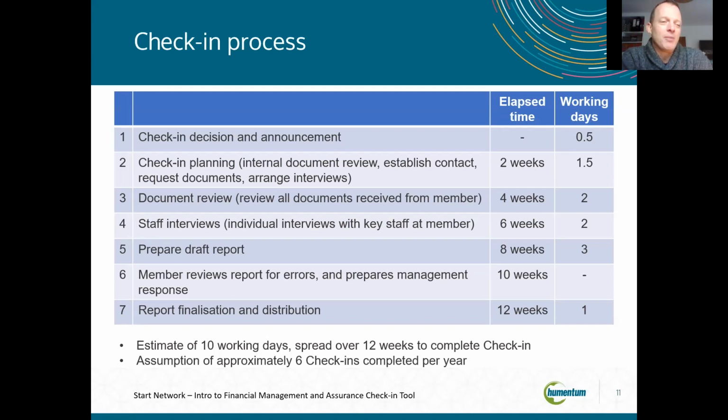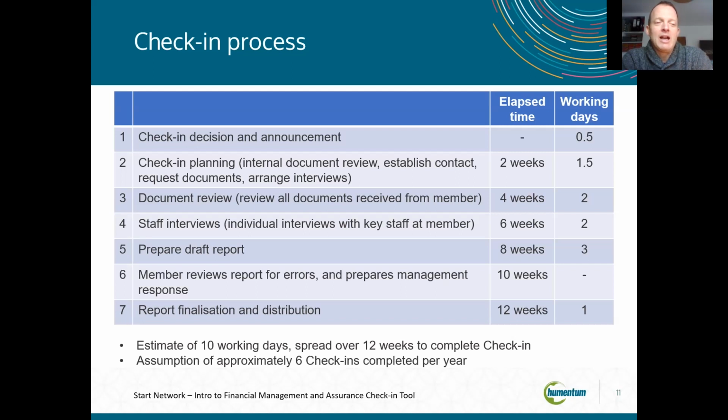So we estimate that at the end of 6 weeks, all the evidence and all the groundwork will have been done, and the person completing the check-in can then prepare a draft report to write down all the key findings and recommendations. Once the draft report is complete, this then becomes a joint report between the network member and the Start Network Assurance team. So the network member will review the report, make sure they understand all the issues raised, and they'll review for any errors, and they will also then start to prepare the action plan or the management response.